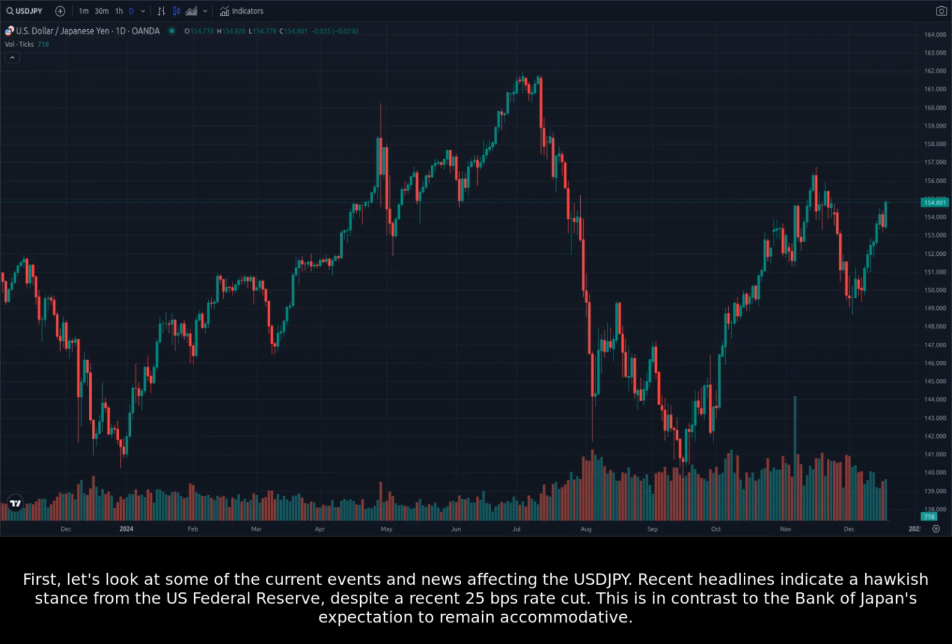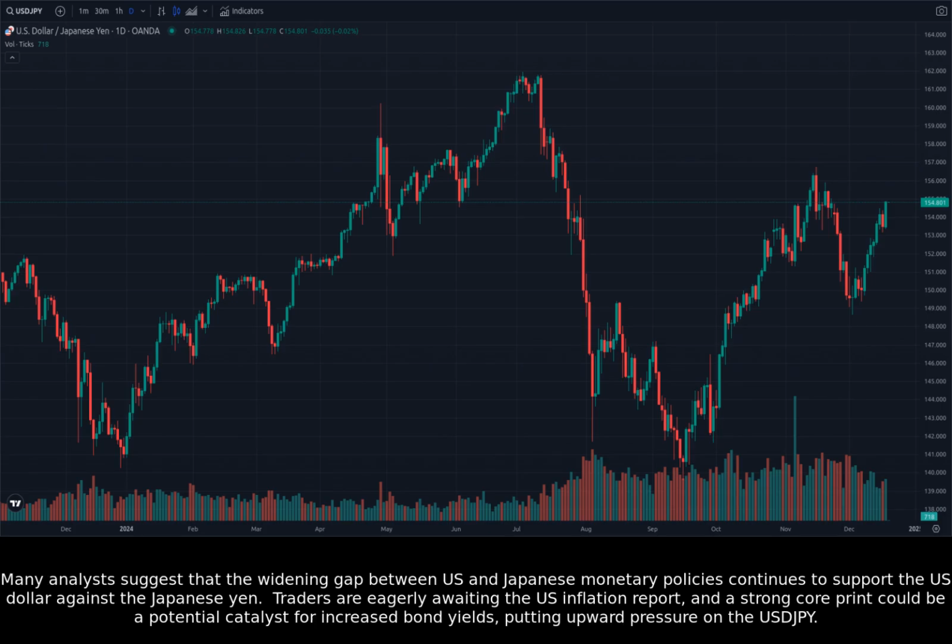Recent headlines indicate a hawkish stance from the U.S. Federal Reserve, despite a recent 25 BPS rate cut. This is in contrast to the Bank of Japan's expectation to remain accommodative. Many analysts suggest that the widening gap between U.S. and Japanese monetary policies continues to support the U.S. dollar against the Japanese yen.